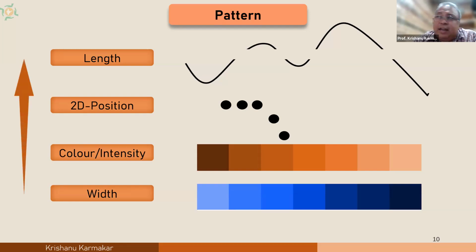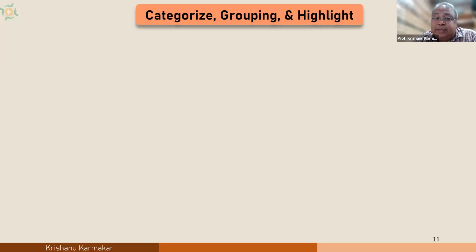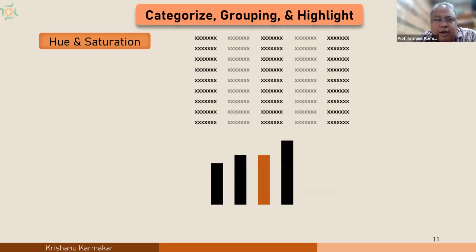So again, there is a relative ranking. The length is pretty good at doing it. Width is not that great. So this is how we can encode patterns into geometric shapes and their other characteristics. Finally comes categorizing, because that also is important in categorizing, highlighting, and grouping. So the first thing that we might use are hue and saturation. So here, look at here.